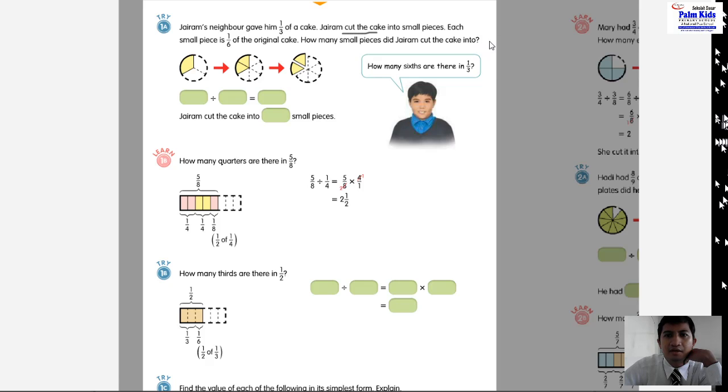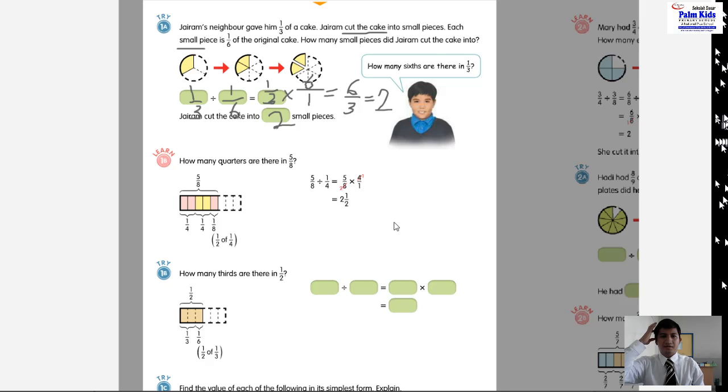So if you cut the cake, you have to divide again. So this is 1/3 divided by 1/6 equals 1/3 multiplied by 6 per 1. So it becomes 6 per 3, or becomes 2. 2 small pieces.